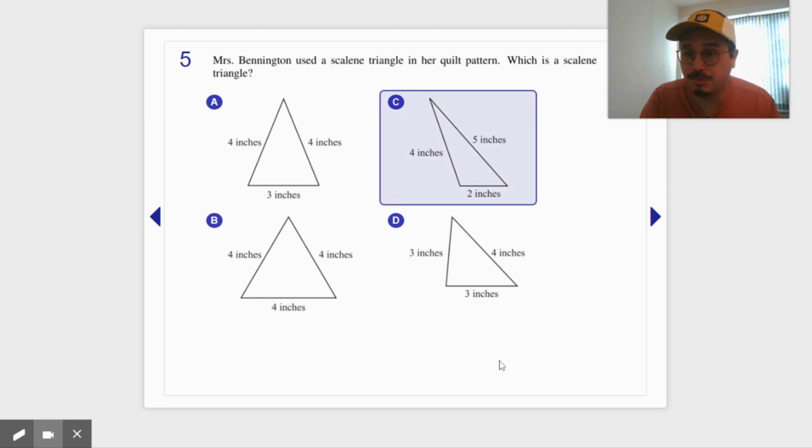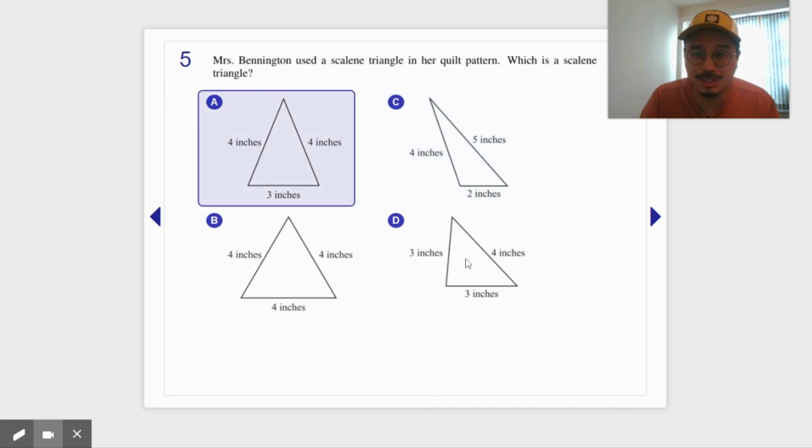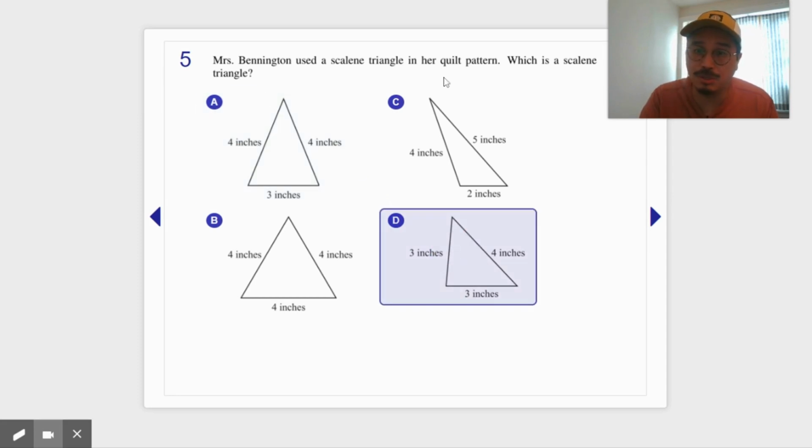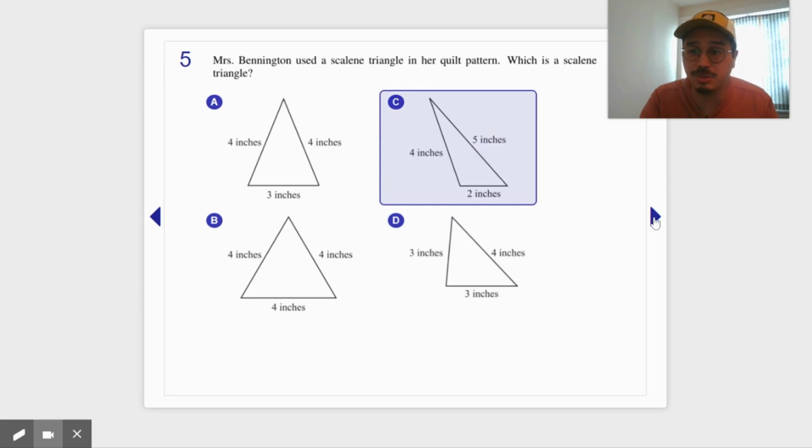C, 4, 2, 5. Well, all three sides are different. That looks pretty good. But let's just make sure. D, 3, 3, 4. Well, these two sides are equal. So that's not a scalene. What kind of triangle is that? When you look at A and D, what kind of triangles are those? Yeah, those are isosceles, when exactly two sides are the same. But that's not what we're looking for. We're looking for a scalene. That leaves us with C.